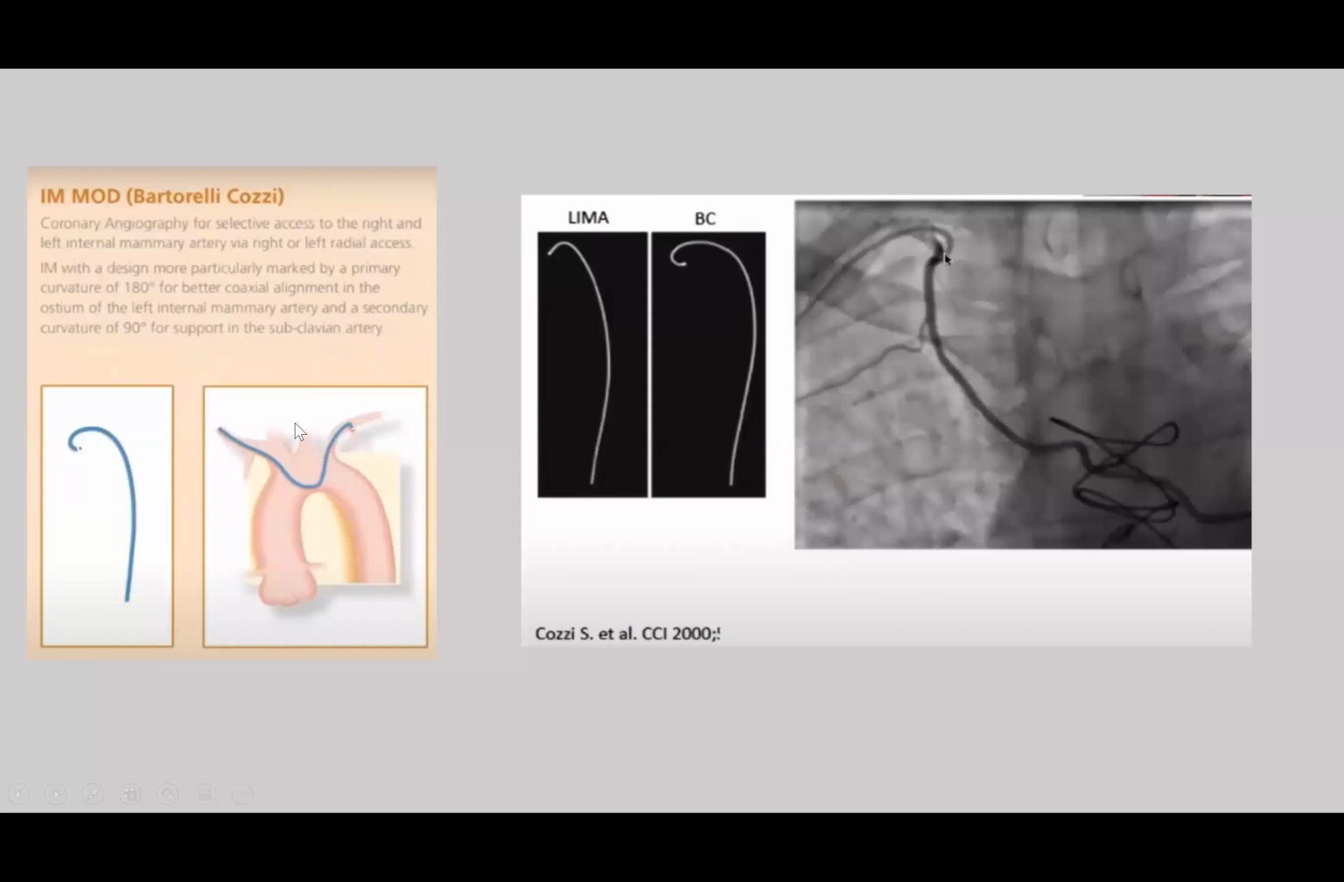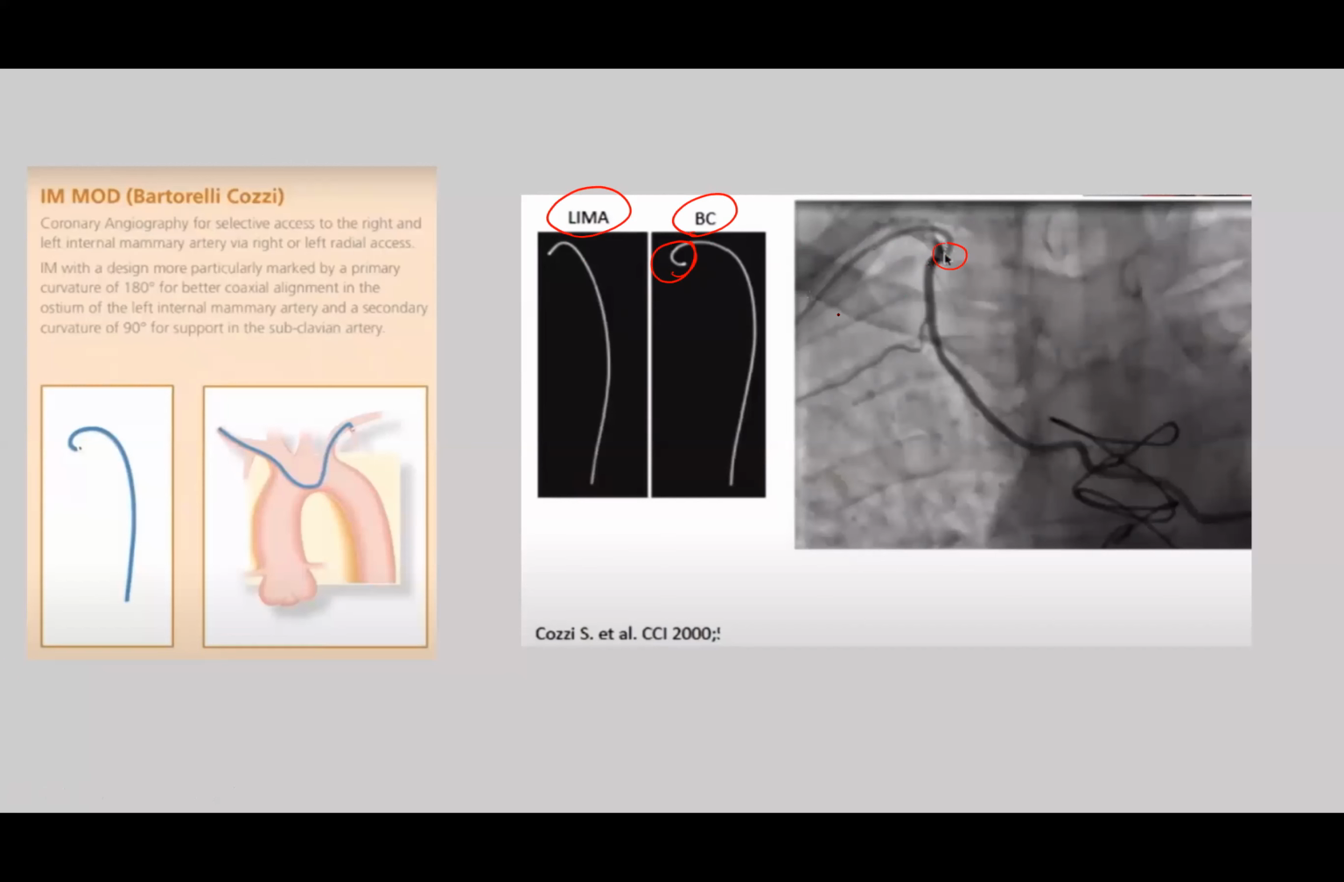So the other thing is this catheter here called Bertorelli-Causi catheter, a great catheter, but it's also a very sharp catheter. You see this edge can sometimes damage the LIMA. So usually we use LIMA catheters or BC catheters, depending on the person's comfort, but they're mainly for the radial access, not from the femoral access.